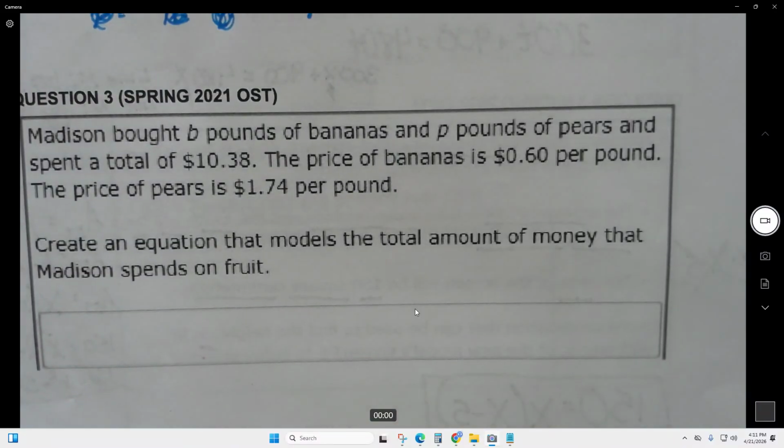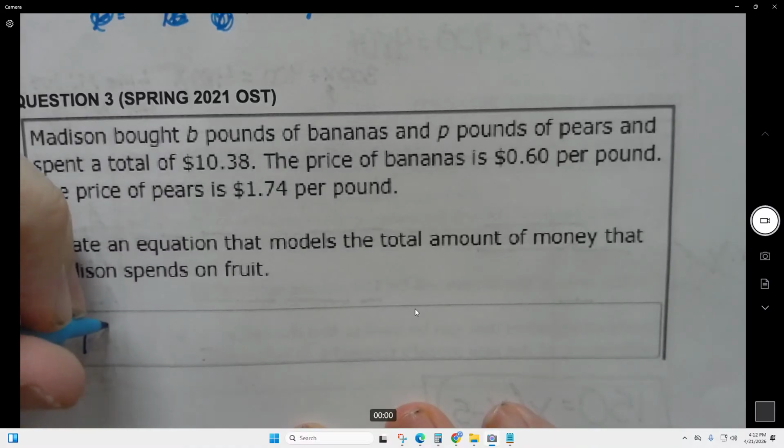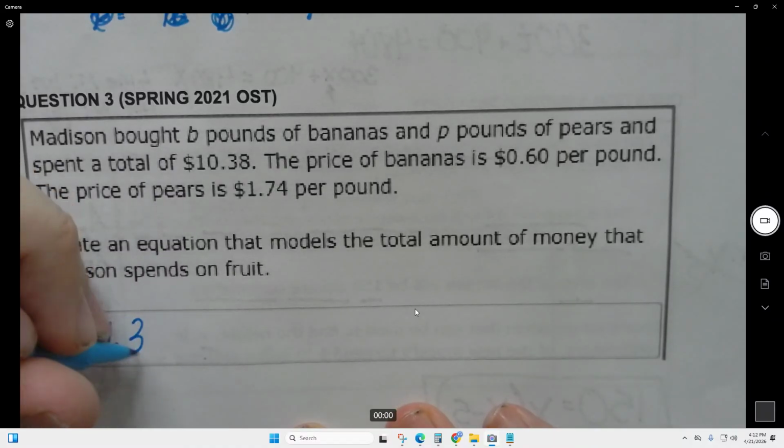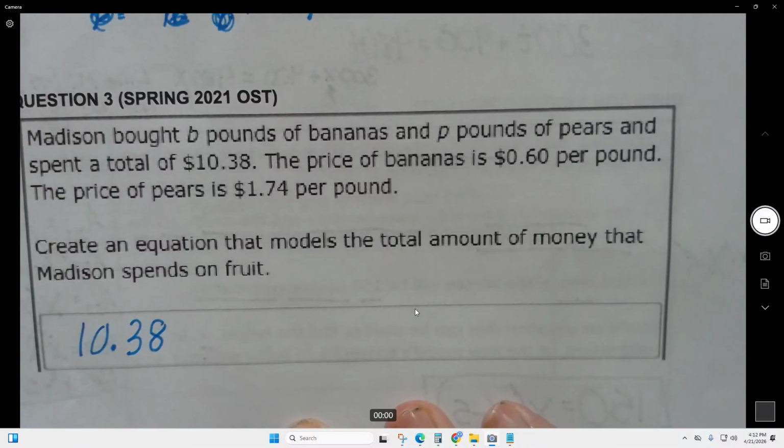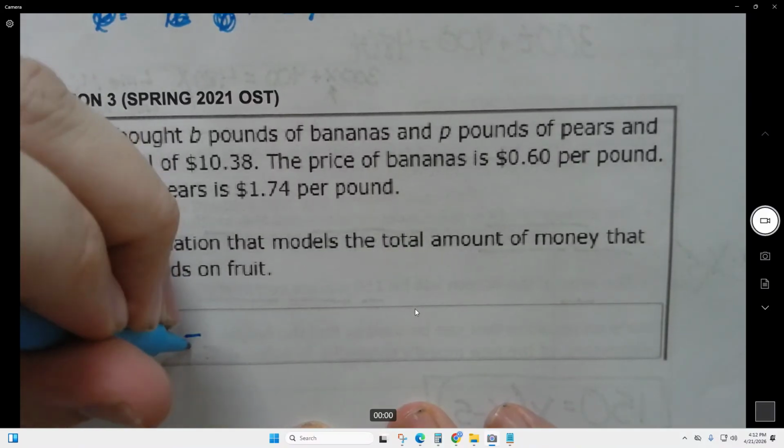Create an equation. This one's actually remarkably simpler than the last one because there's only two variables we have to worry about. Once again, they define what the variables are. You are using B for bananas, and you are using P for pears, okay? So the total is $10.38. That means we're working with money. $10.38, okay? Equals. That's the total.